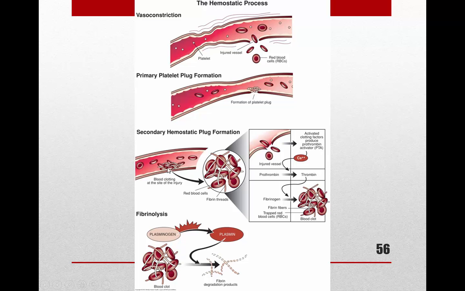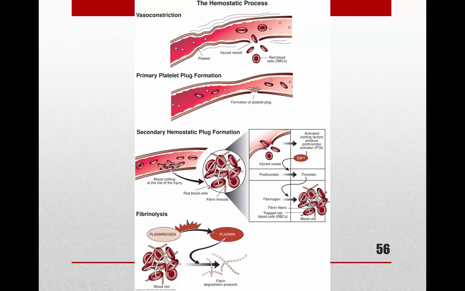If it's a larger injury, you're going to start having a secondary hemostatic plug, which is all this blood clotting, so it's going to start catching blood cells. Fibrin's going to start forming, creating this little net, as you can see here, through all of these activated clotting factors and thrombin and all that stuff here.